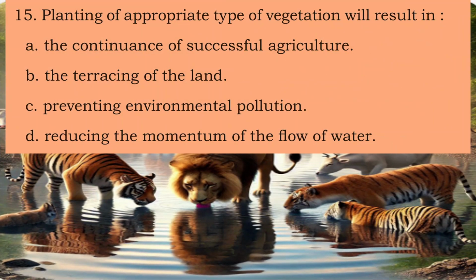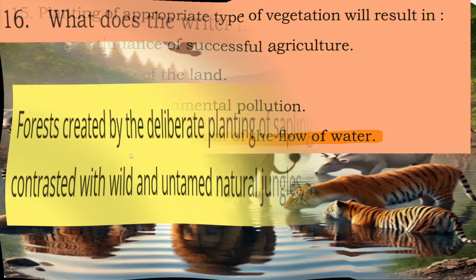15. Planting of appropriate type of vegetation will result in: A. A continuance of successful agriculture. B. The terracing of the land. C. Preventing environmental pollution. D. Reducing the momentum of the flow of water. Answer is D. Reducing the momentum of the flow of water.